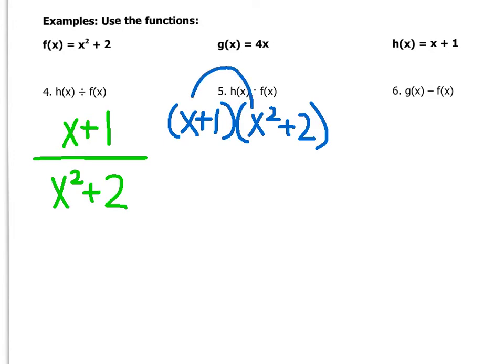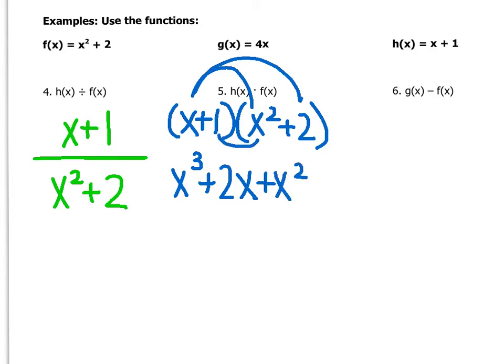First terms, x times x squared is x cubed. Remember, if you have the same base, you add the exponents. Outer terms, x times 2 is 2x. Inner terms, 1 times x squared is x squared. And the last terms, 1 times 2, 2. Lenny. Is it now plus or still multiplication or additional multiplication? You're multiplying each of those terms. So a positive and a positive gives you another positive.